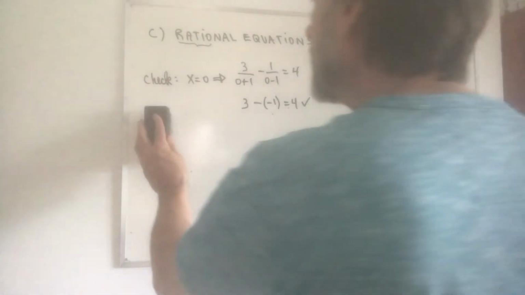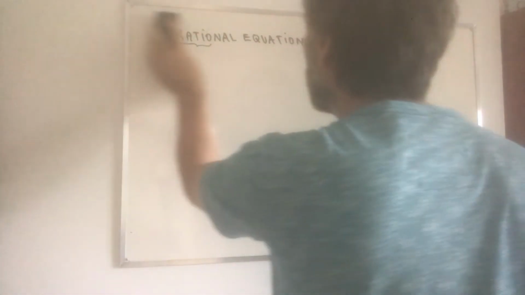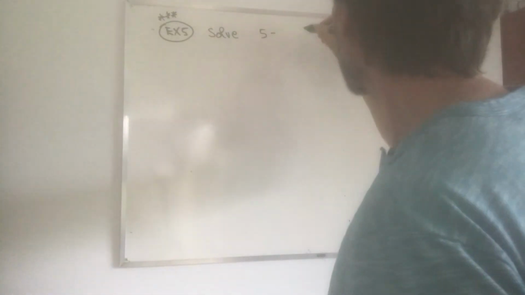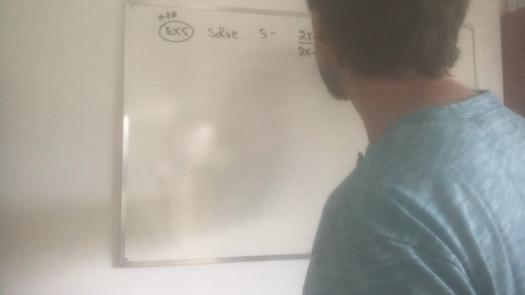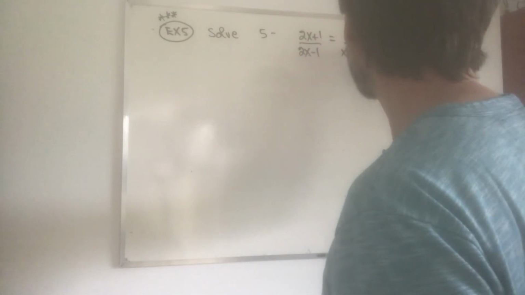All right, I would like to do another example on this, and that would be, I believe, example 5. What's the caliber of this guy? Relatively the same as before. So 3 stars. Solve: 5 minus (2x plus 1) over (2x minus 1) equals 8 over (x plus 3).